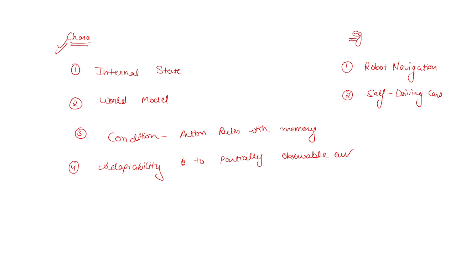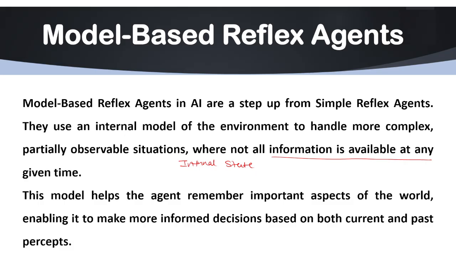Next is intelligent vacuum cleaner. Intelligent vacuum cleaner is also a real life example under your model based reflex agents. Okay, so I hope students everything is clear till now. Now let me share with you some advantages and disadvantages of this agent. So the first advantage includes its better decision making. If we compare it with the previous agent, then this agent works better in terms of decision making.